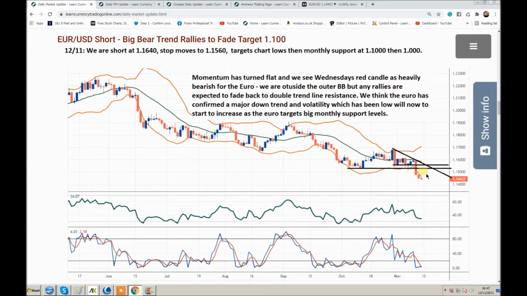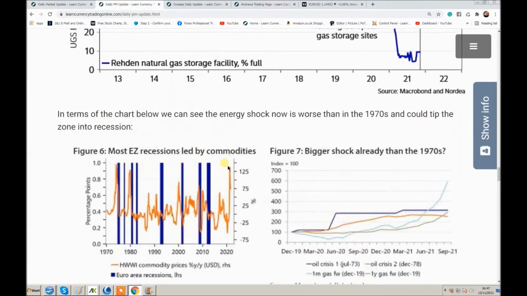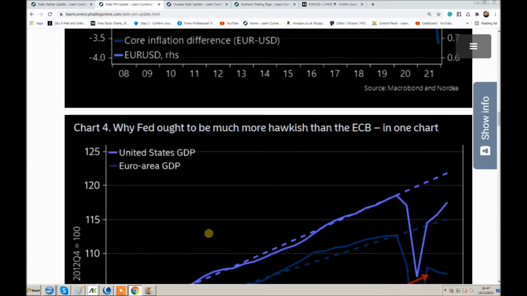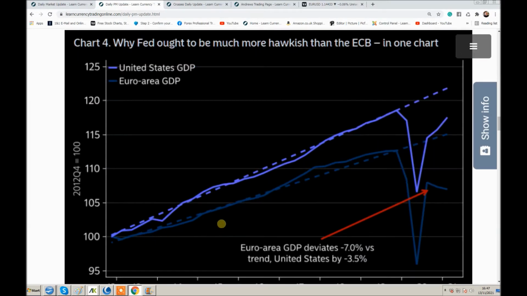Now, before I discuss how to play this trade, we need to look at the monthly chart as well. I just want to go through some reasons why we are so bearish of the euro. I want to go to this chart first of all, which says why the Fed ought to be more hawkish than the ECB in one chart. The Fed are more hawkish. They're already cutting stimulus back. ECB are nowhere near cutting stimulus.